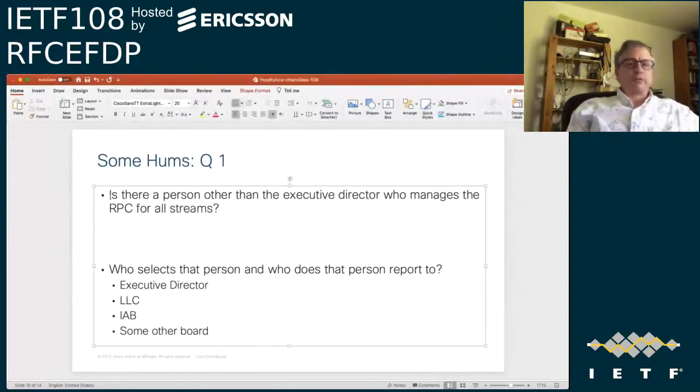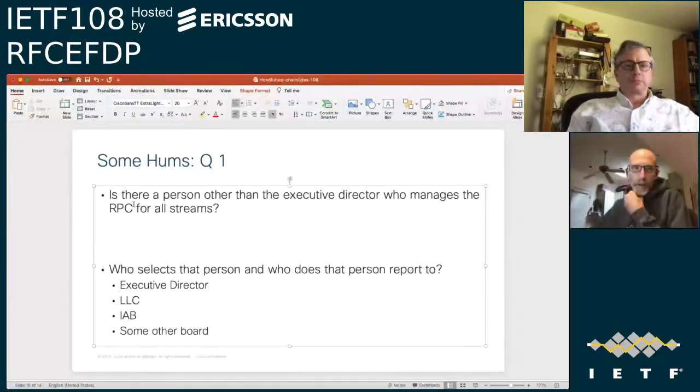Eric? I mean, we're taking a position on what should or shouldn't happen. As a practical matter, the money is coming from the IETF LLC. And so as long as that continues to be the case, I don't see how the executive director can do other than manage the RPC in some sense.